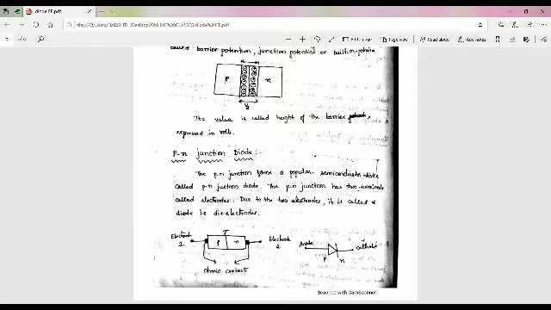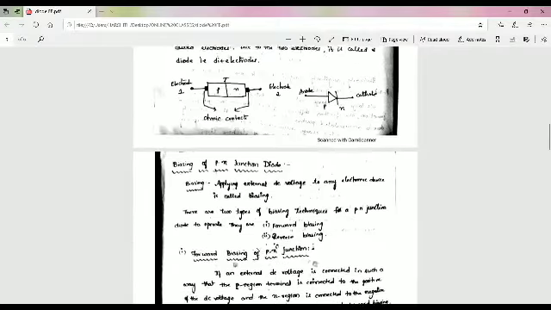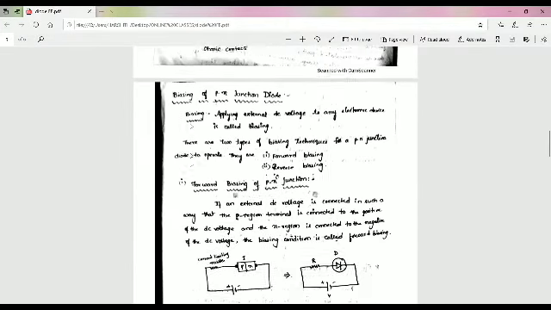Okay, this is the PN junction diode. And next, biasing of the PN junction diode. Well, first of all, what do you mean by biasing?